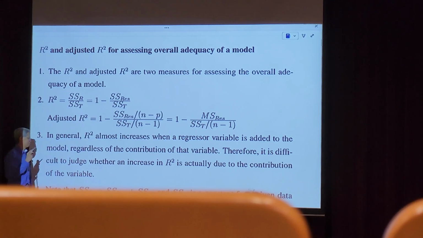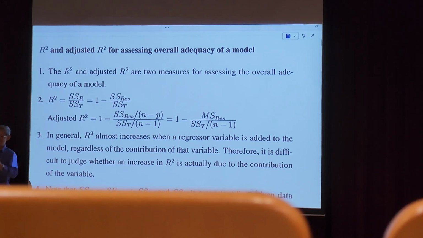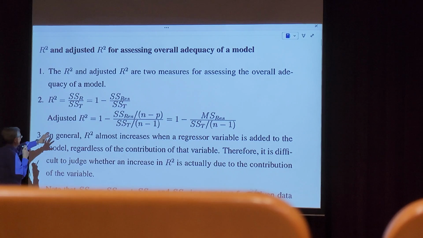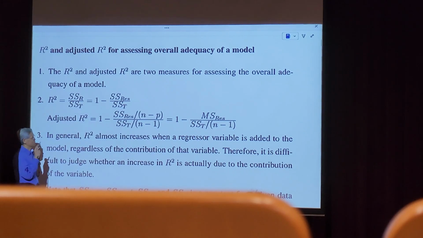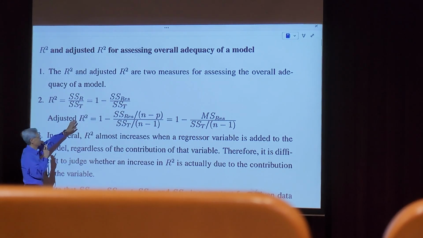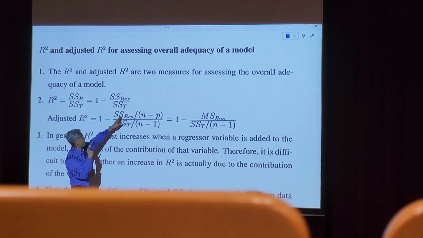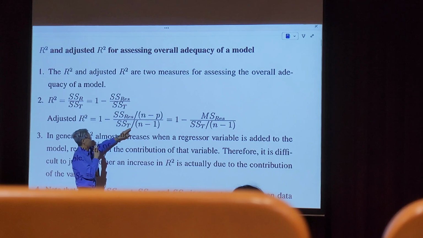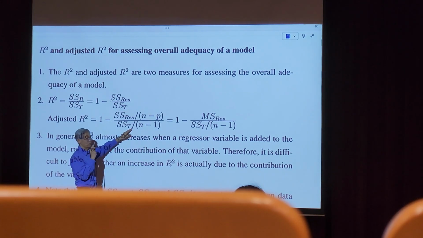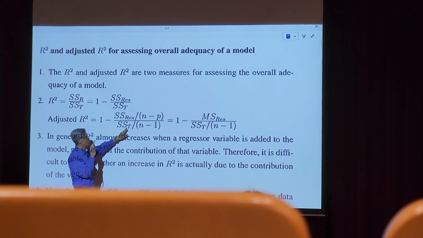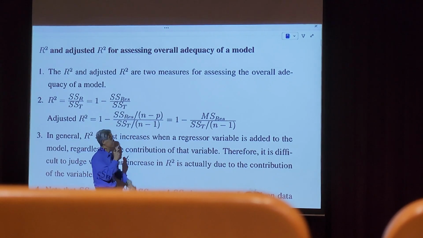It will go up. So you can't really tell from R squared whether the h cube is really necessary or not. That's why you need to look at adjusted R squared. Adjusted R squared uses the mean square residue over the variance, sum of square total divided by its degree of freedom.